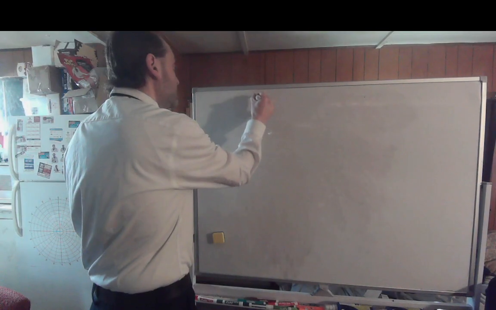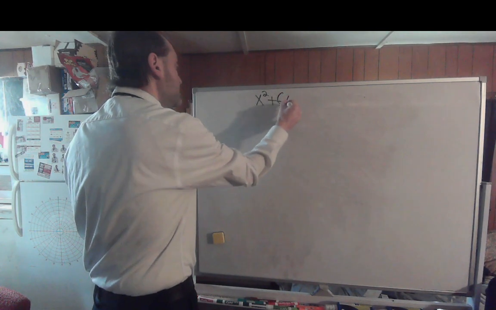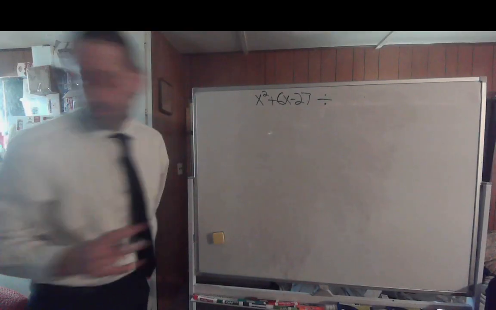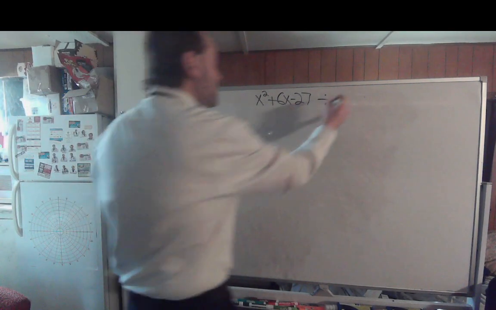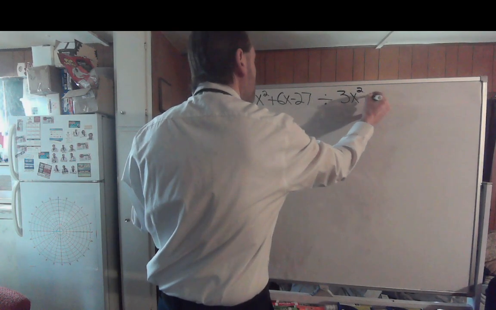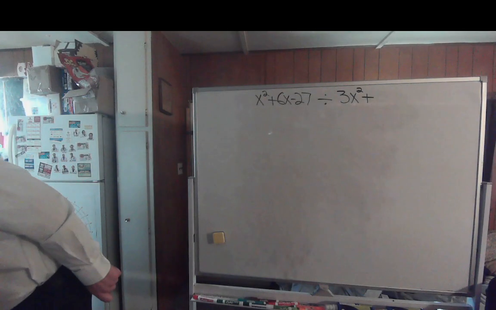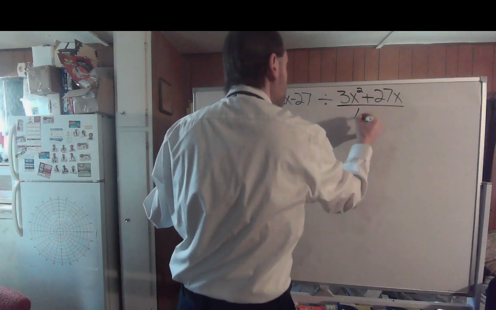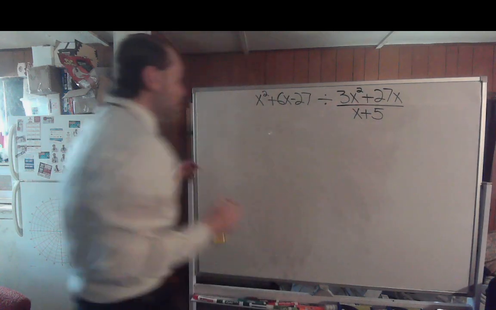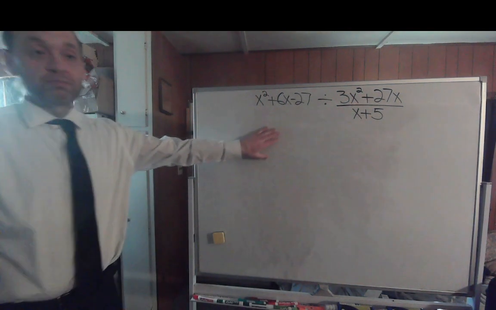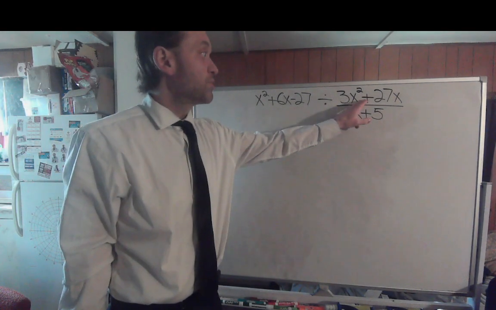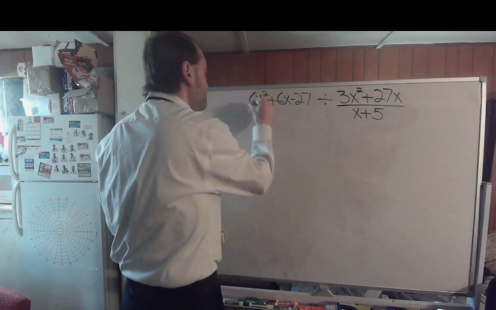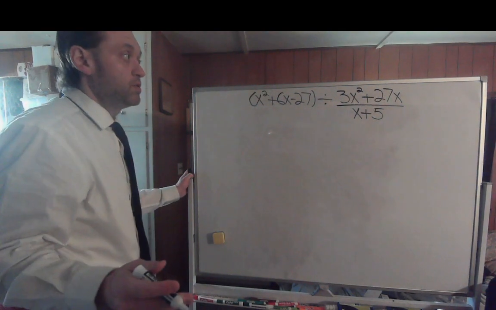We have x squared plus 6x minus 27 divided by 3x squared plus 27x over x plus 5. Alright, so we have x squared plus 6x minus 27, all that divided by 3x squared plus 27x over x plus 5. Actually, I should probably put parentheses here so we know what we're referring to.